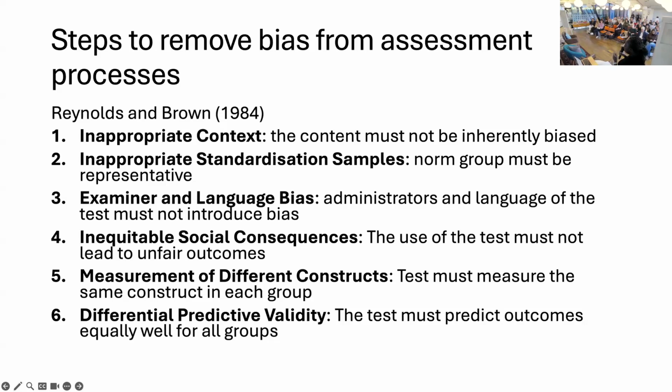Inequitable social consequences, which is the use of the test must not lead to unfair outcomes. And again, that's where adverse impact comes in. Measurement of different constructs. So the test must measure the same constructs in each group. And then differential predictive validity. The test must predict outcomes equally well for all groups. Again, adverse impact can assess this too. So those are some ways. There's some more ways as well.